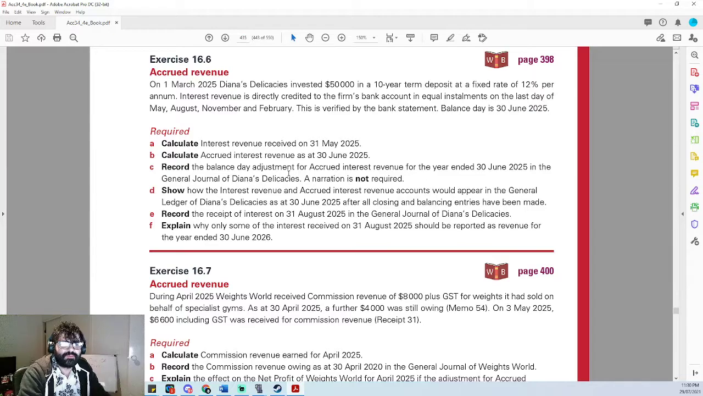And E, record the received interest in the general journal, so that'll be on the 31st of August. And then F, explain why only some interest received on the 31st of August should be reported as revenue. So a little bit of theory, a lot of practice. This is a really good example of how to do accrued revenue. Again, I'm going to go step by step through this.